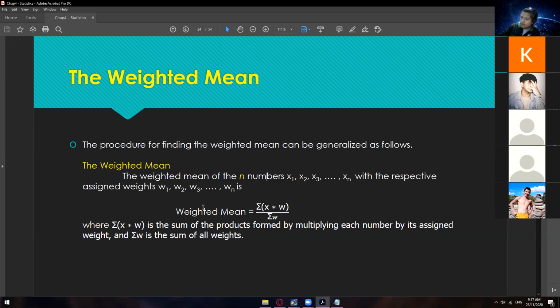So to solve for the weighted mean, we take the summation of the product of x times w. Again, x is the data and w is its corresponding weight. So just get the summation of those products and then divide it by the summation of weights. Summation of x times w is the sum of the products formed by multiplying each number by its assigned weight, and summation w is the sum of all weights.